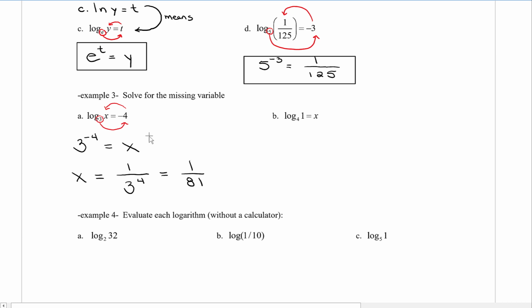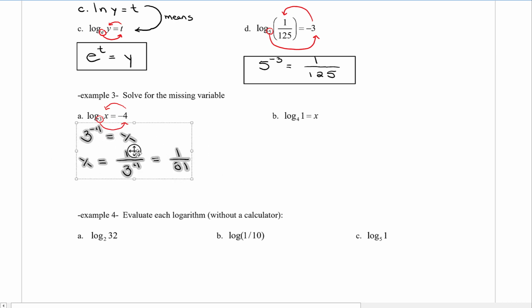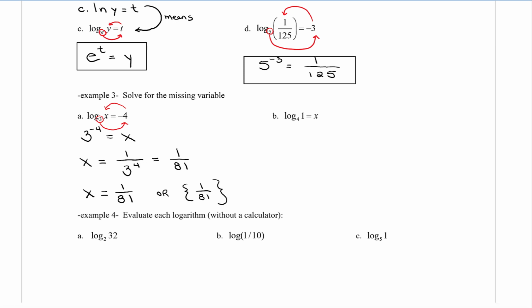So x is equal to 1 over 81, or another way we could write this is as the solution set, with a pair of braces around it, of 1 over 81. And we can write it this way because we are solving for a missing variable in an equation. And we're going to go ahead and box that answer in.